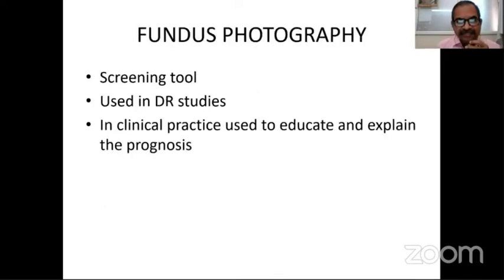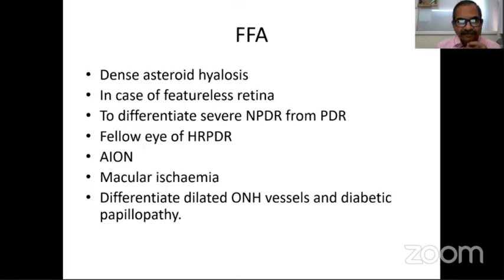Fundus photography, it's a screening tool, for the patient's benefit and for our benefit also, to compare the photographs, what was there earlier, 3 months back, whenever the patient comes for follow-up, to compare the old lesions and the fresh lesions. This fundus photography is used as a screening tool for that. Okay, it is used in diabetic studies, and it is mainly used to educate and explain the prognosis. Legally also, it has got importance.